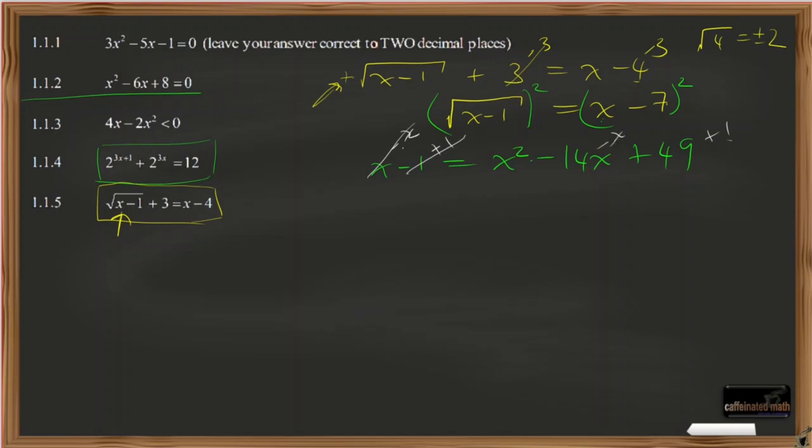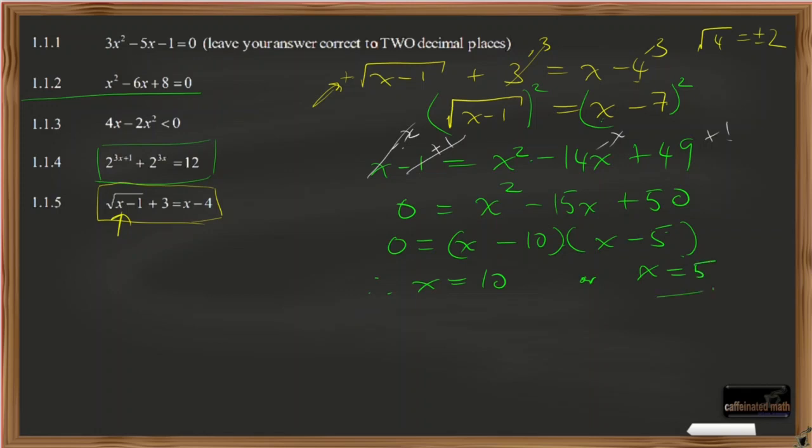Let's see what that results in. Well, we wanted a 0 on this side, and here we'll have x squared minus 14 minus 1 gives us minus 15x, and 49 plus 1 is none other than 50. From there we can factorize or use the formula, whichever is simpler for you, and of course we'll have x minus 10, x minus 5, thusly x is equal to 10, or x is equal to 5. Right, that's one part done.